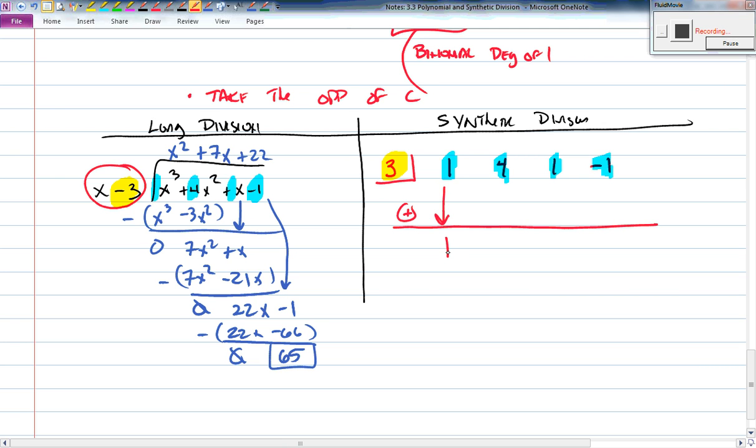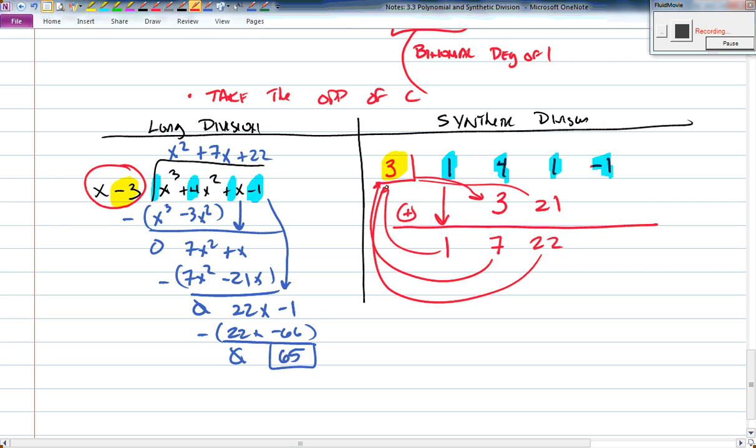And I'm going to bring down my 1. Here's what I'm going to do. I'm going to multiply 1 times 3. What's that going to give me? 3. I'm going to put it right here. And I'm going to add 4 and 3 and get what? 7. Good. I'm going to repeat the process. What's 7 times 3? Put it right here. So what would I get now? A 22. And then 22 times 3? 66. Put it right there. Add those two together. What do I get?